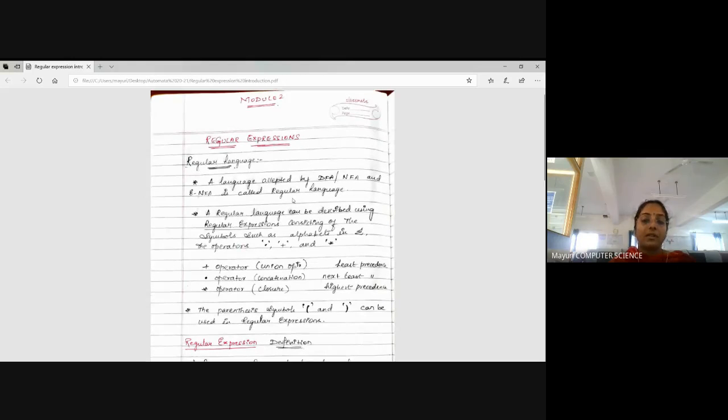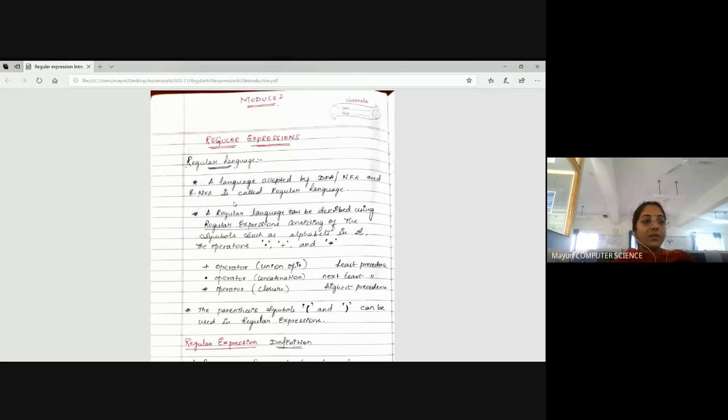The same discussion yesterday, which has happened about regular expressions. Before learning regular expressions, we just have a look into regular language. Regular language is a language that can be accepted by any of the machines. Right now we know about three machines: DFA, NFA, and epsilon NFA. So the language that is accepted by your finite automata and epsilon finite automata is nothing but your regular language.